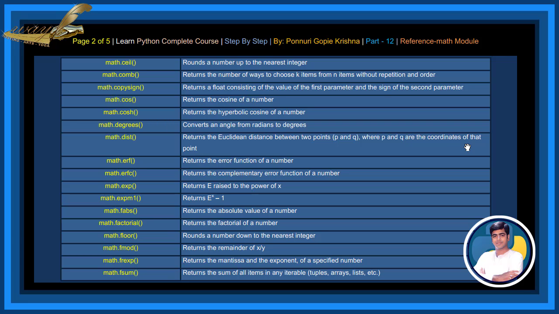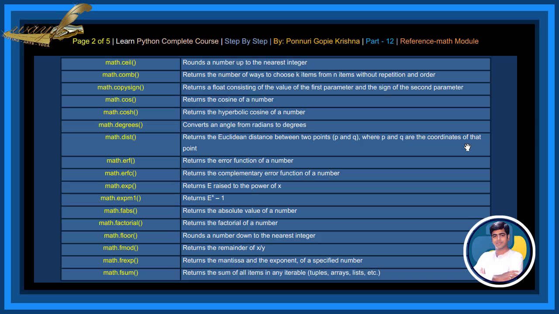The math.dist method returns the Euclidean distance between two points P and Q, where P and Q are the coordinates of that point. The math.erf method returns the error function of a number. The math.erfc method returns the complementary error function of a number. The math.exp method returns e raised to the power of x.